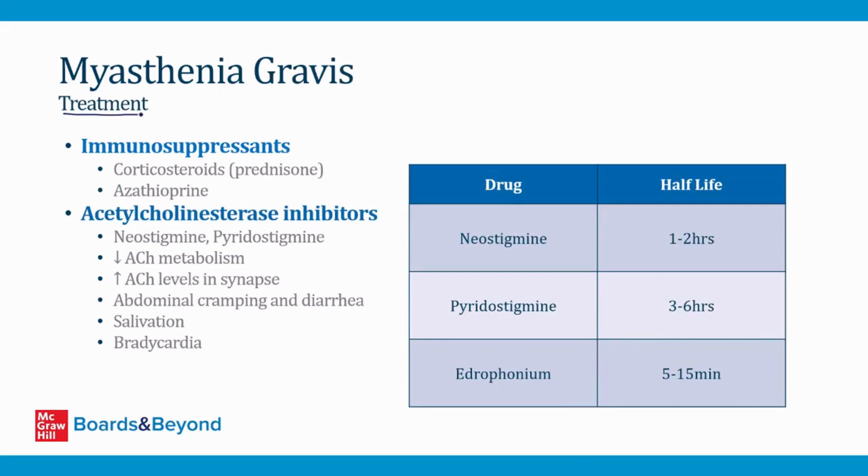Okay, let's talk about the treatment of myasthenia gravis. So patients with this condition usually take two medications. One is an immunosuppressant. Usually it's a corticosteroid like prednisone, but sometimes it's an alternative drug like azathioprine. These drugs decrease the production of antibodies. The other type of drug these patients take is an acetylcholinesterase inhibitor. So we talked at the beginning of this video about how acetylcholinesterase breaks down acetylcholine in the neuromuscular junction. So if you give an inhibitor of the enzyme acetylcholinesterase, you will get increased acetylcholine levels at the neuromuscular junction, and that will improve weakness.